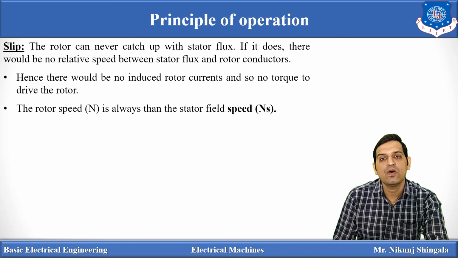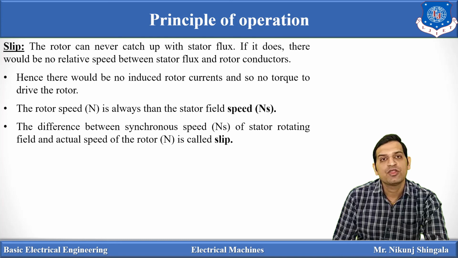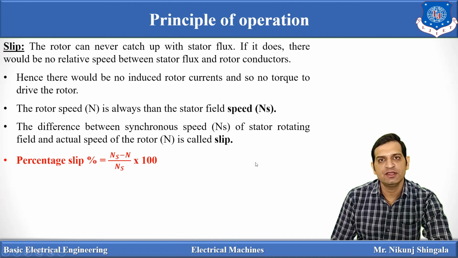The rotor speed N is always less than the stator field speed Ns, and the difference between the synchronous speed Ns of the stator rotating field and the actual speed of the rotor is called slip. Slip is measured as a percentage. So percentage slip is given by (Ns minus N) divided by Ns, into 100, where Ns is the synchronous speed and N is the speed of the rotor. Whenever the rotor is at standstill, the speed of the rotor is 0, so slip becomes 1. And whenever slip is 0, then Ns is equal to N, which is not possible. Slip is also related to the torque.